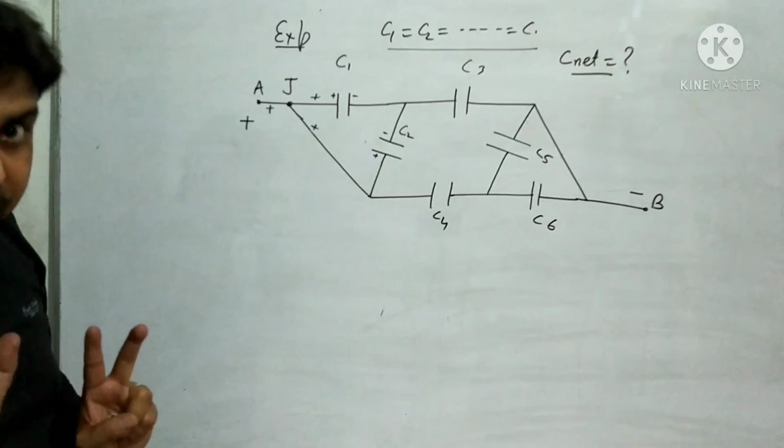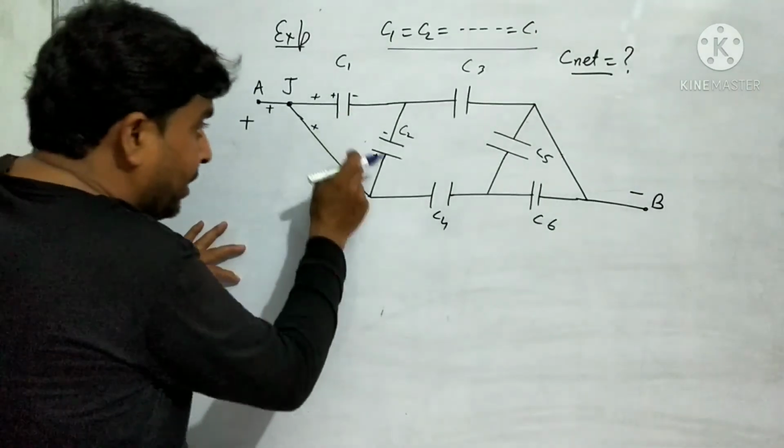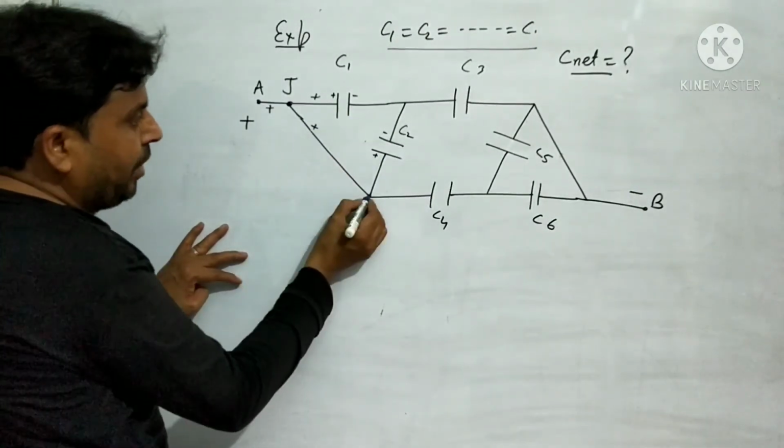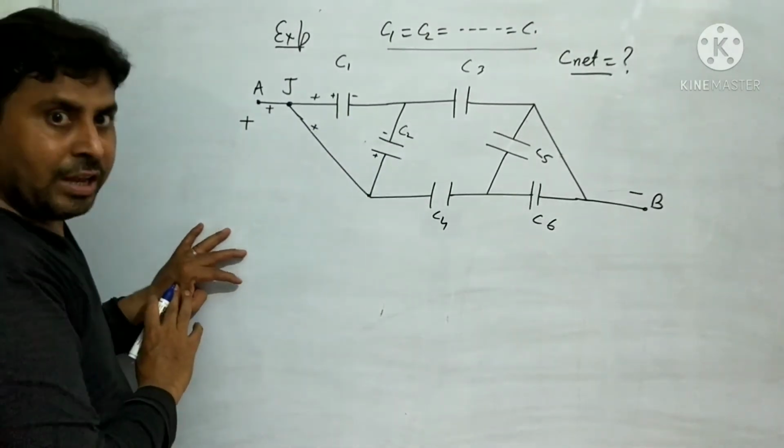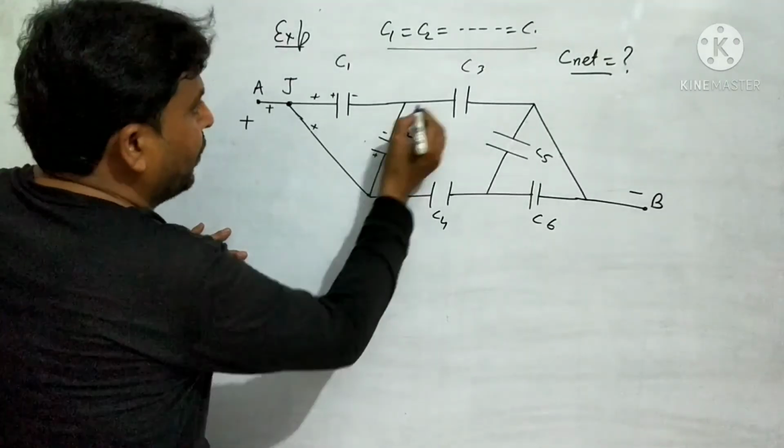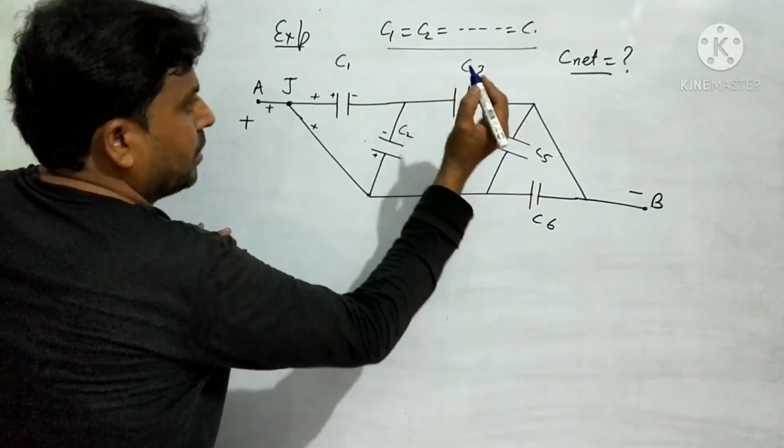Is it clear? In these three, the charge is coming here. Clear? And charge, sorry, C1, C2. Yes.